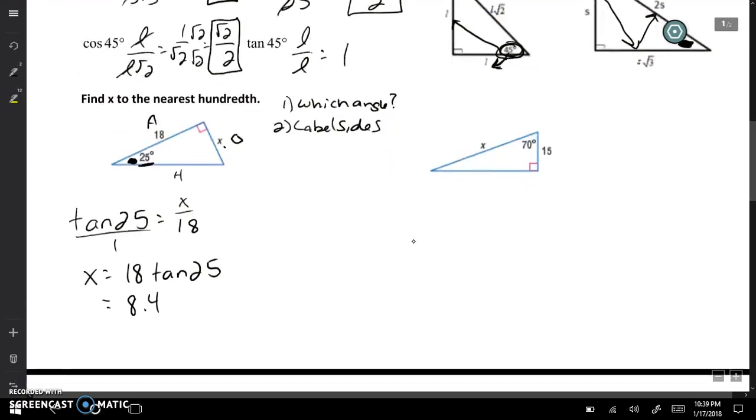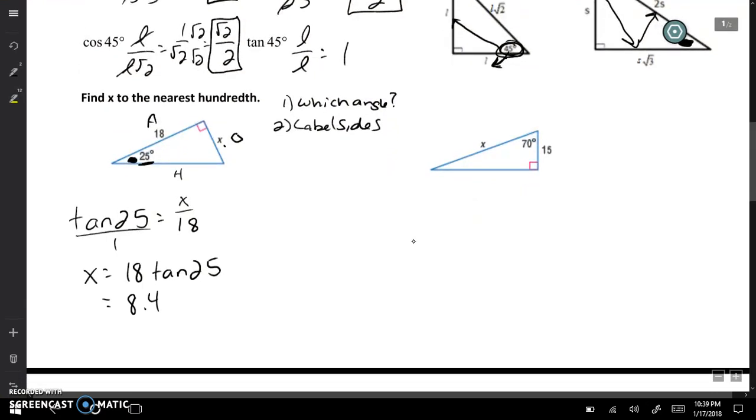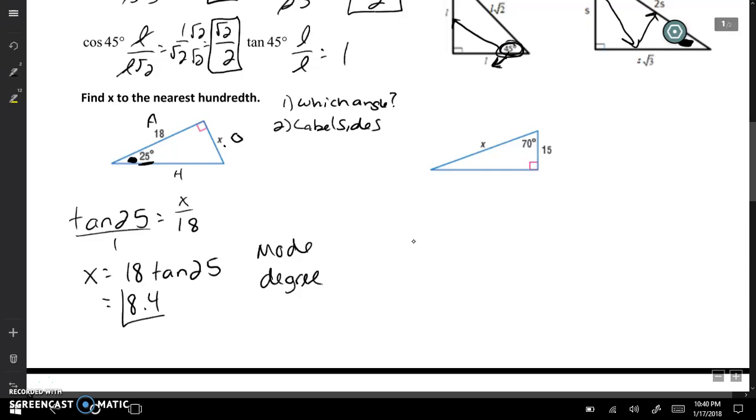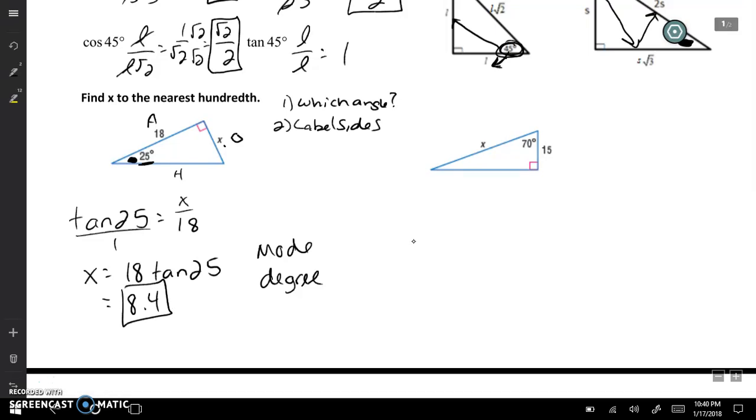If you don't get 8.4, here's what I need you to do. Hit mode on your calculator and change it to degree mode. That'll make sure that you get the right answer, so you should always get 8.4. I want you to go ahead and try the next one. Hit pause, try it, see if you get it right.